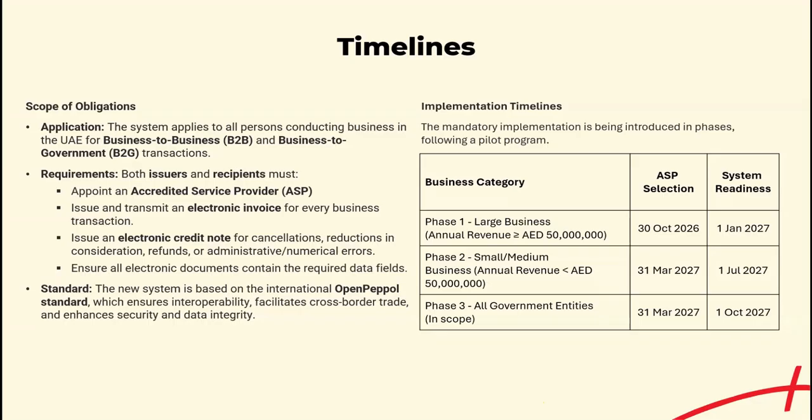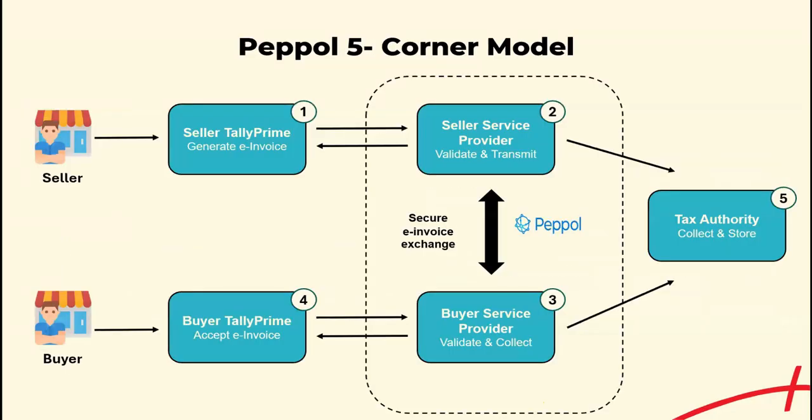Hope it is clear. If you have any questions, please put them in the chat box in the Q&A. Now this is the five corner model which we were talking about, behind PayPal, and how the PayPal network will work. So what will happen?